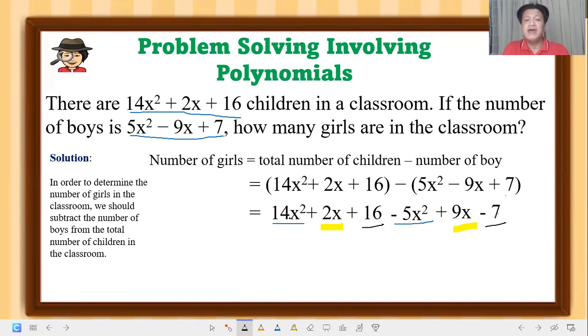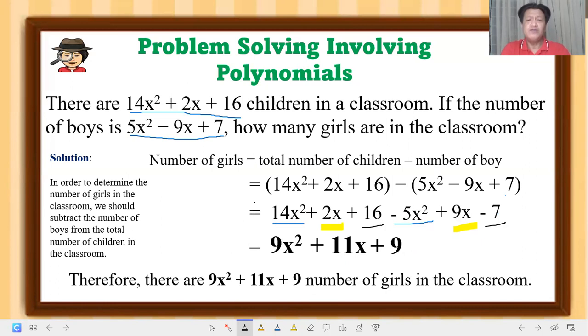We have 14x squared minus or plus negative 5x squared, that is equal to 9x squared. Okay, mas malaki kasi yung ating positive. And that is 2x plus 9x, that is equal to 11x. And the constant term, 16 plus negative 7, pwede ko siyang sabihin na 16 minus 7, that is equal to 9. So therefore, the answer now for this question, there are 9x squared plus 11x plus 9 number of girls in the classroom. So ito na po yung answer natin doon sa tanong na how many girls are in the classroom.